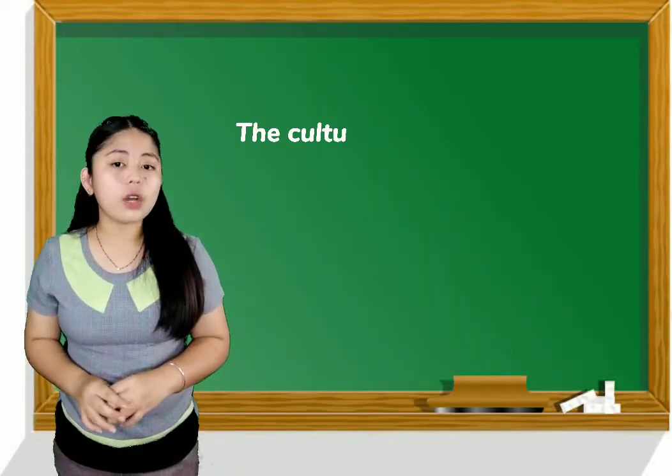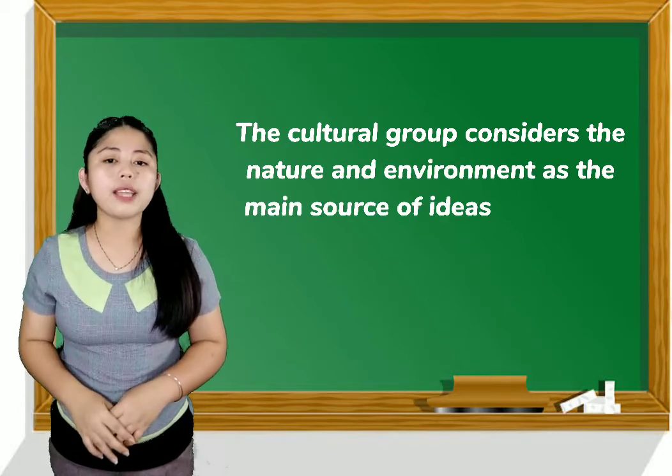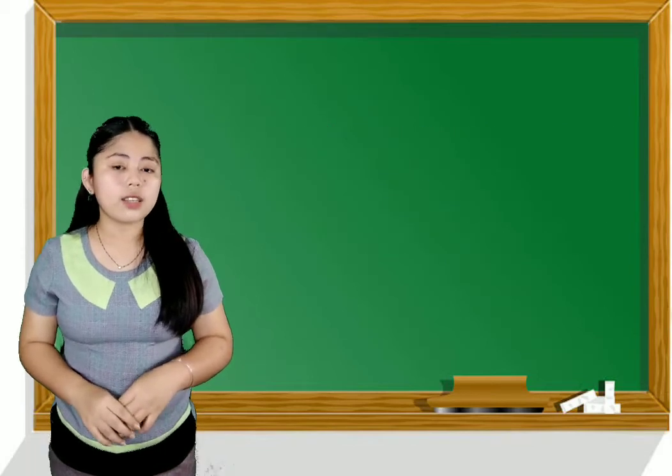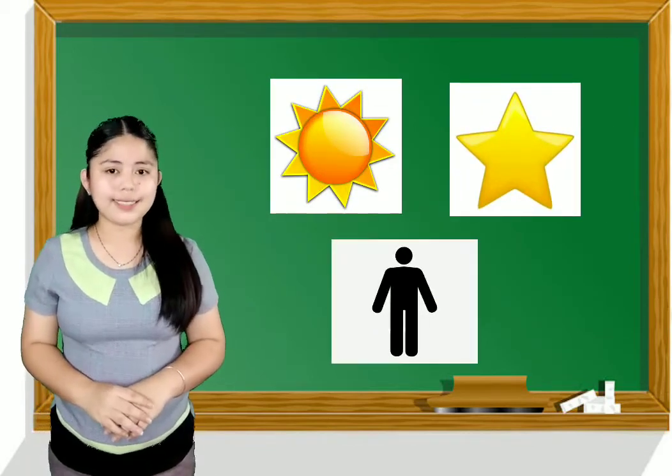So class, the cultural group considers nature and the environment as the main source of ideas in making their own unique designs, such as the sun, the stars, and humans.